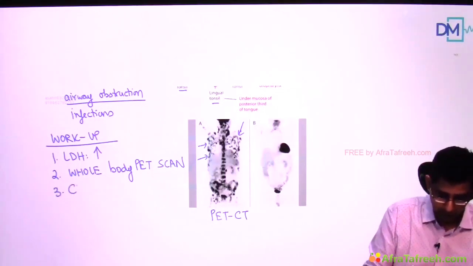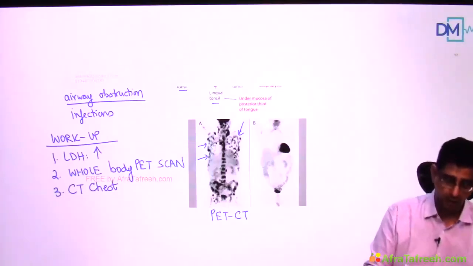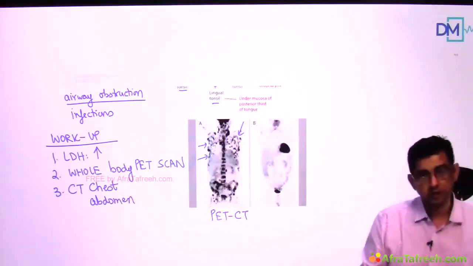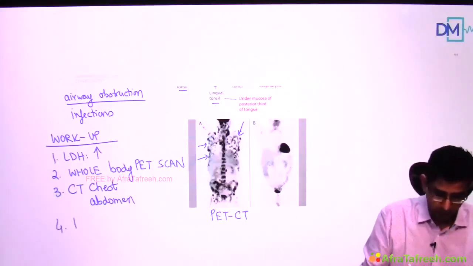Along with this, obviously CT chest can be combined to actually see the real mass effect on which tissues are getting involved in the patient. CT abdomen will simultaneously be done in these patients, and then the investigation of choice for these patients will be excision lymph node biopsy.